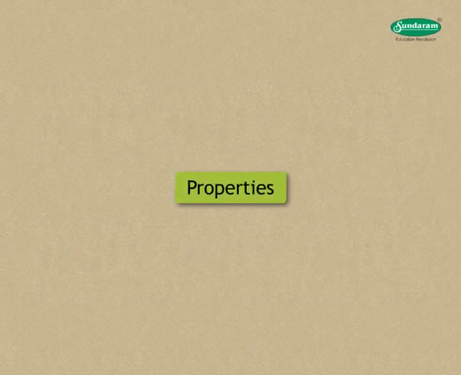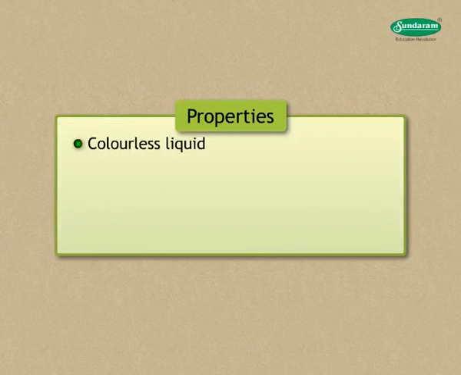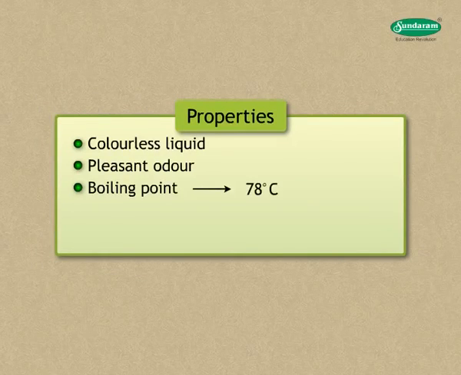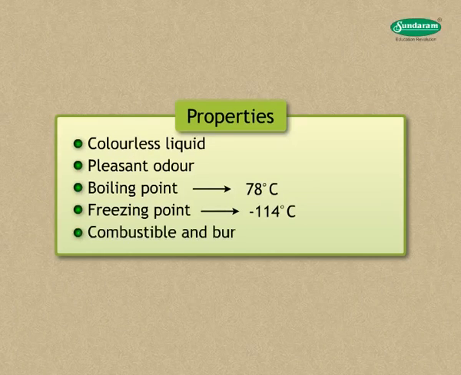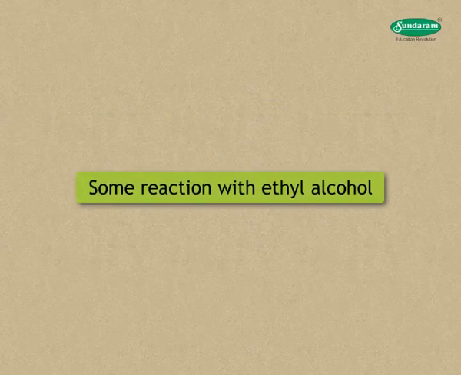Let us look at the properties. Ethanol is a colorless liquid and has a pleasant odor. Boiling point is 78 degrees Celsius and freezing point is minus 114 degrees Celsius. It is combustible and burns with blue flame. Let us look at some reactions with ethyl alcohol.